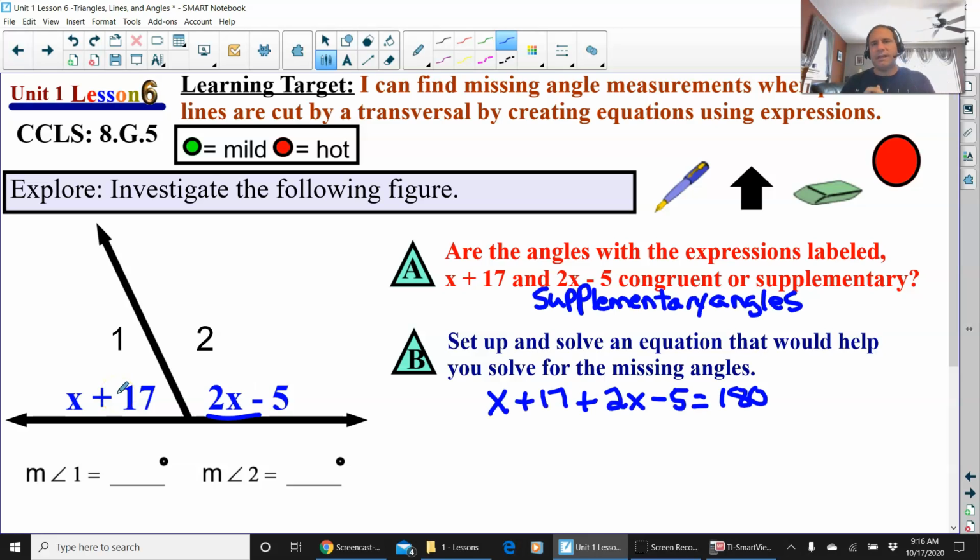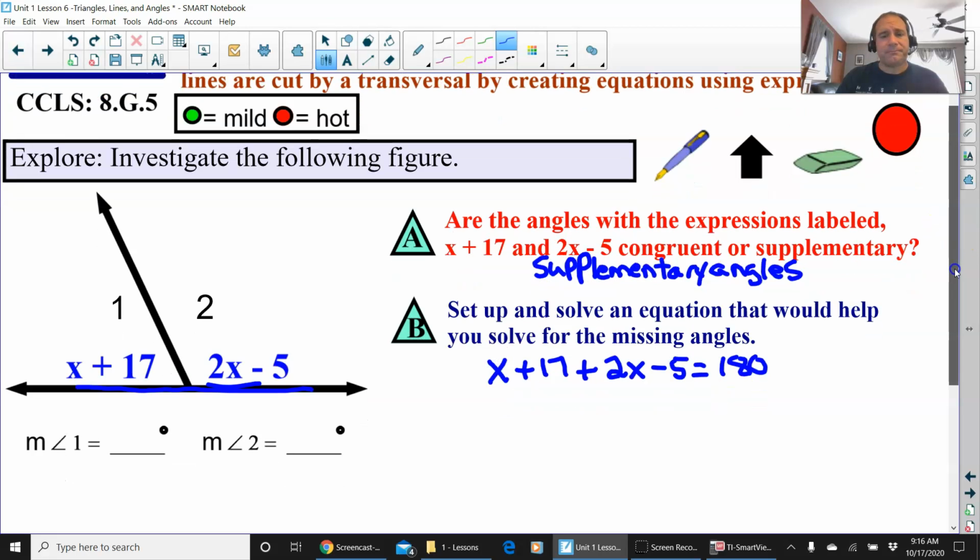So remember, you cannot say that these are equal angles. These are not equal angles. They are part of a straight line. This is the straight line that I'm talking about. They are part of that straight line. So if they're part of a straight line, you cannot say that they're equal.